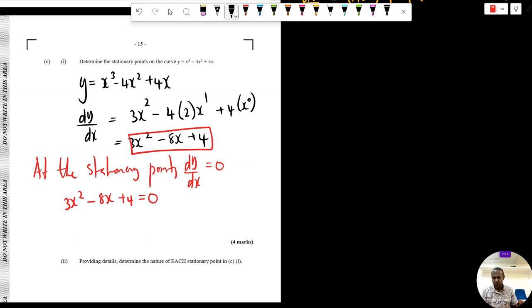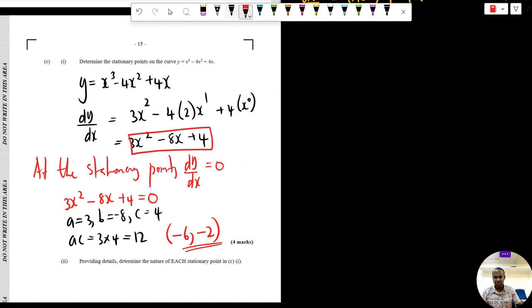Now this is a quadratic of the form ax squared plus bx plus c equals 0. And we see that a equals 3, b is equal to minus 8, and c is equal to 4. Now let's try to see if it can be factorized. We say that ac is equal to 3 times 4, which is equal to 12. And we're going to ask ourselves, what factors of a positive 12 add to give negative 8? In other words, what two numbers that when multiplied give a positive 12 add to give negative 8? And those two numbers are minus 6 and minus 2. So these two numbers are the two factors that we're looking for.